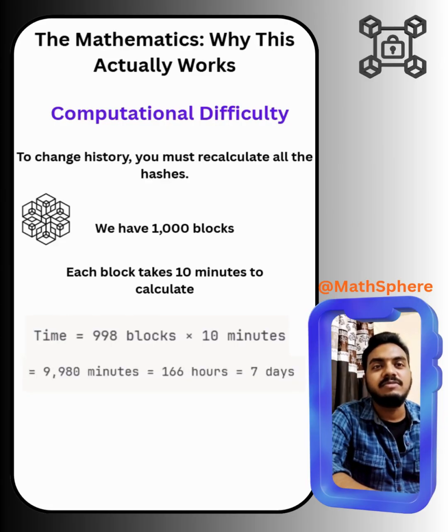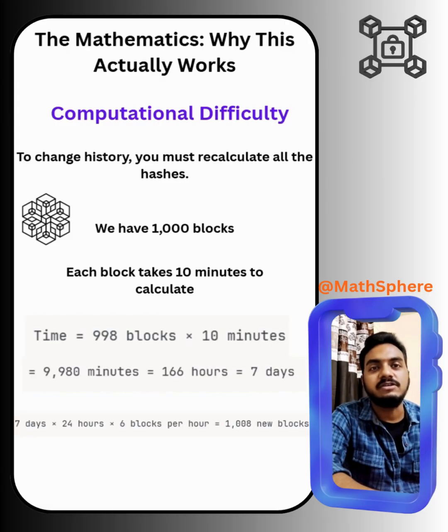But the next problem will be what? If you spend 7 days recalculating, the network will add new blocks. In 7 days, how many blocks will get added? Let's consider 6 blocks are being added per hour. So in 7 days, we will be having 1008 new blocks. So you are now more behind than where you started. That's the first problem. Second problem is the network speed.